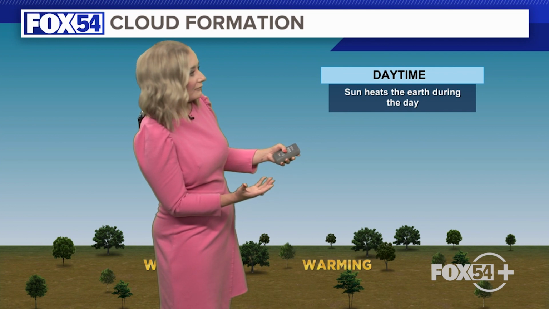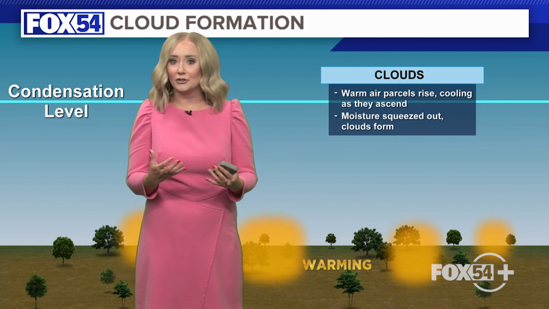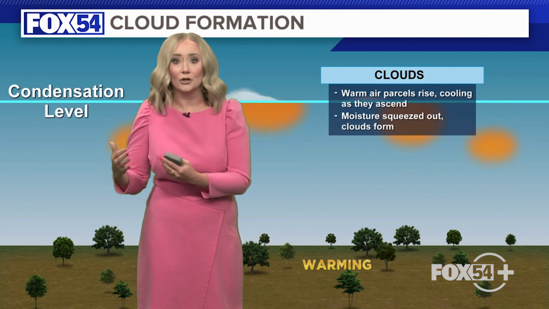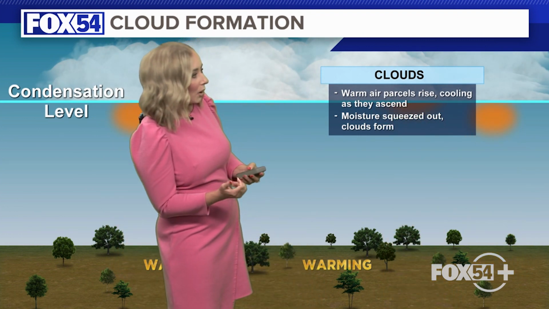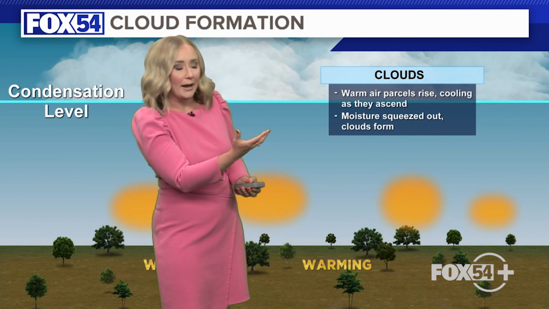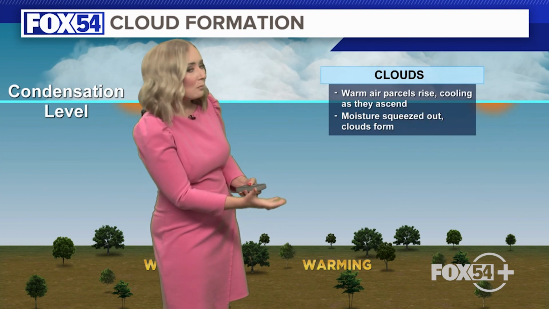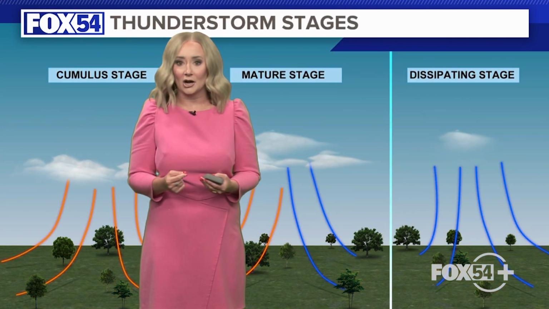You have to have a thunderstorm that comes from a cloud. So first and foremost, we have the sun that will heat the earth during the day. It's what Jordan and I usually talk about as diurnal heating in the afternoon. That's usually when we see those pop-up afternoon showers and thunderstorms start to develop. So you have warm air parcels that are going to be rising, and they cool as they start to rise into the clouds, and you have the moisture that is squeezed out from those particles rising, and that is how we have clouds form. They have to pass the condensation level.